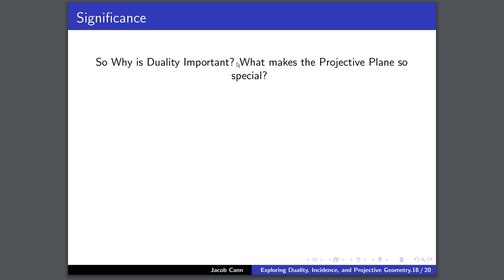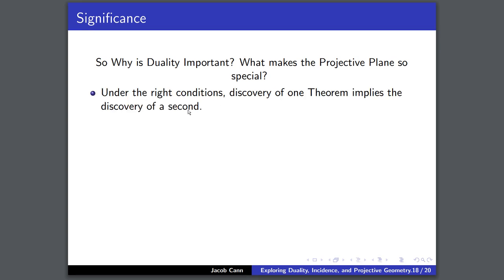So why is it all important? What makes the projective plane so special? Under the right circumstances, the discovery of one theorem pretty much always implies the discovery of the second. And this is more or less just kind of like a neat trick. Some of the times it's sort of intuitive, but other times it's not, and so that can be kind of useful, and it gives a basis for more work to be done in the future.